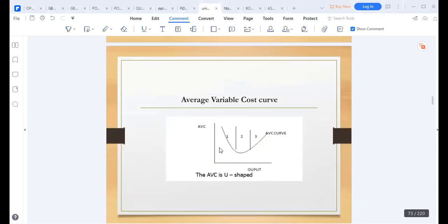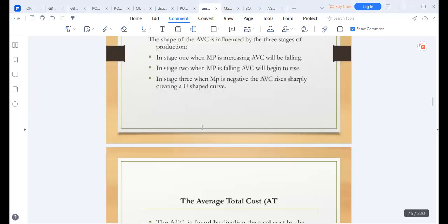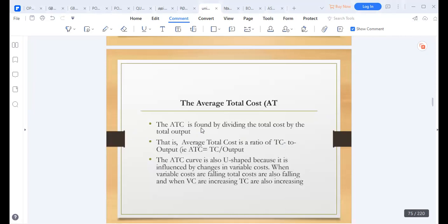All right. They are usually U-shaped, influenced by the three stages of production. So in stage one, the marginal product is always increasing whilst the average variable cost is falling. In stage two, the marginal product is falling whilst the average variable cost begins to rise. In stage three, the marginal product is usually negative whilst the average variable cost is sharply rising, creating a U-shape. This is how these curves apply in the three stages of production. And when dealing with the average total cost, it's simply found by dividing the total cost over quantity.